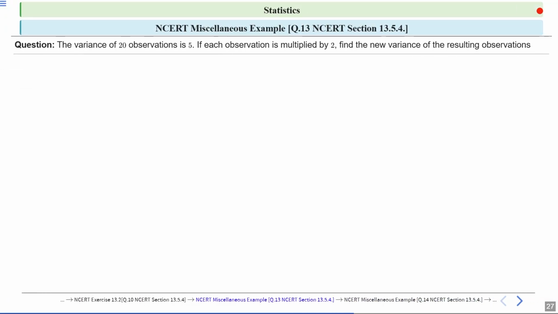Now, we will solve miscellaneous example question number 13. So here in this question, we have the variance of 20 observations is 5. If each observation is multiplied by 2, then find the new variance of the resulting observations. So first of all, try it yourself and then see the solution.